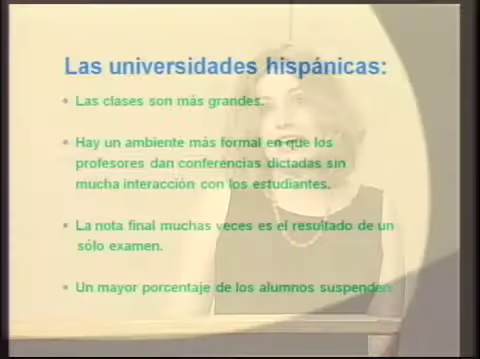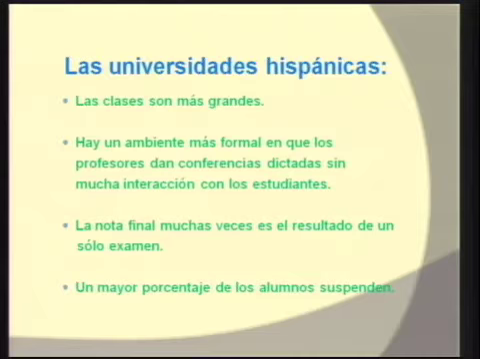También hay un ambiente más formal en las universidades hispanas. There's a more formal atmosphere, environment, en que los profesores dan conferencias dictadas, in which the professors give their lectures, sin mucha interacción con los estudiantes, without much interaction with the students. So it's more formal en las universidades hispanas.